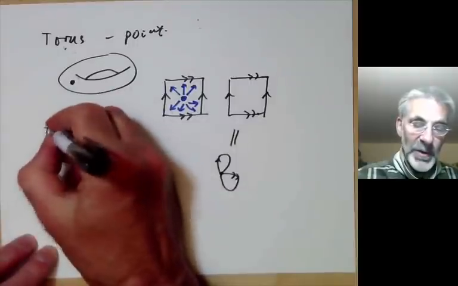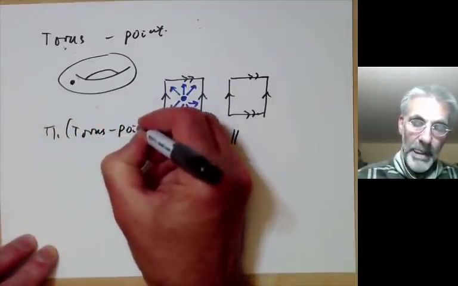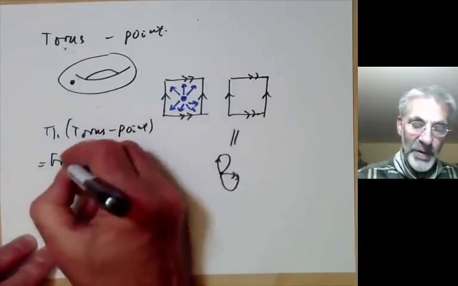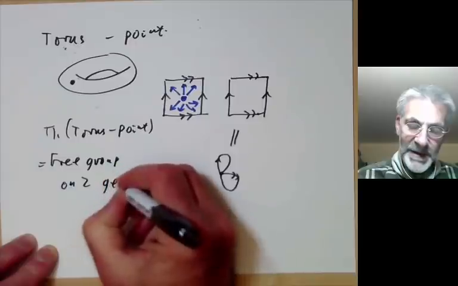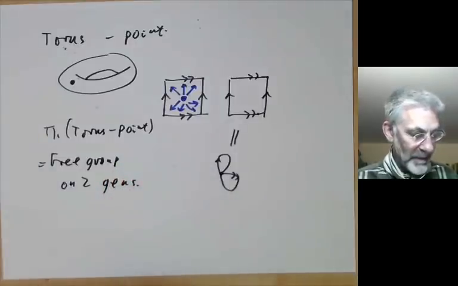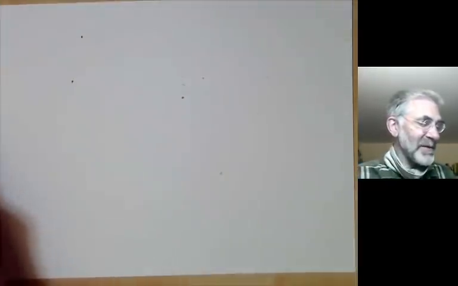So the fundamental group of a torus minus a point is just a free group on two generators. So let's do another example to illustrate that.